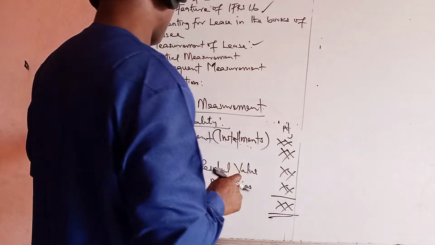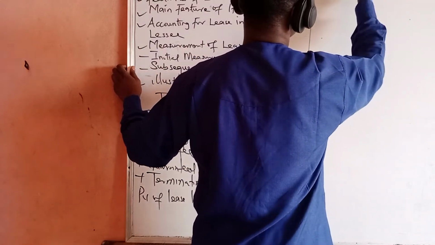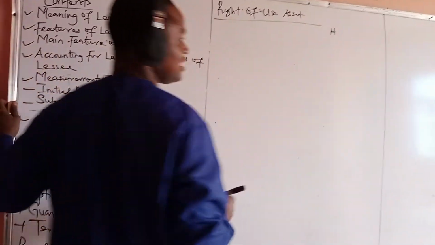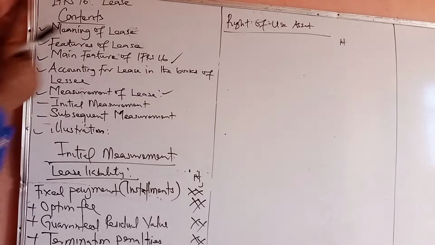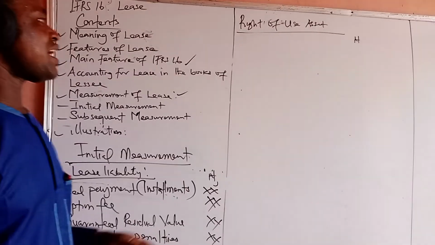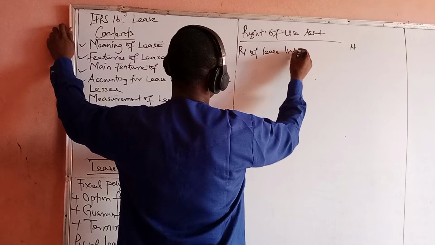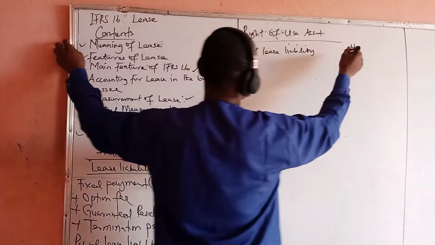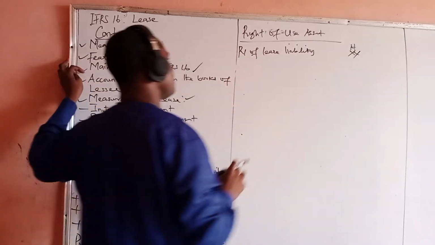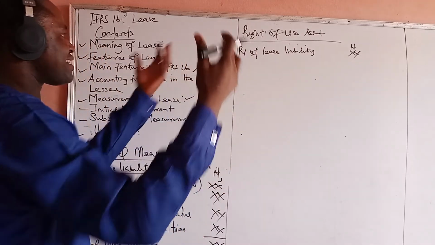Now, what will be the value of the right of use asset on initial measurement? Normally the present value of the lease liability should be the value of the right of use asset. However, there are certain things that we must still add to get the total value of the right of use asset.